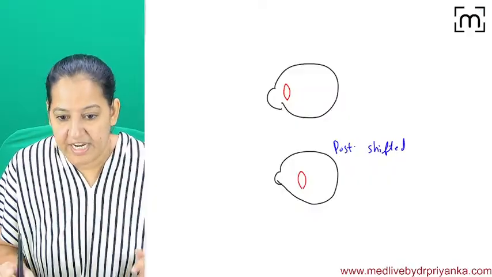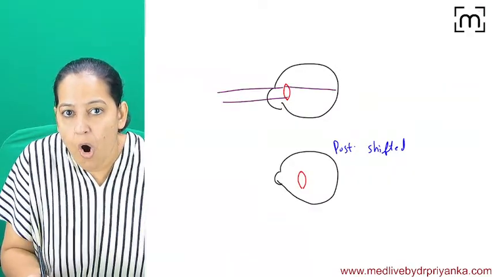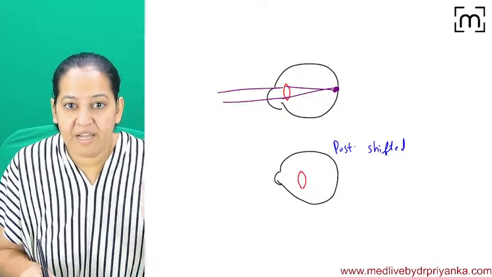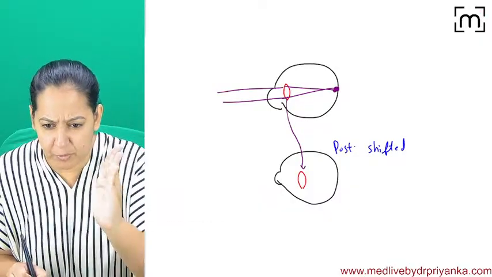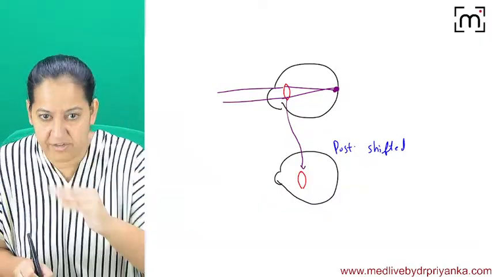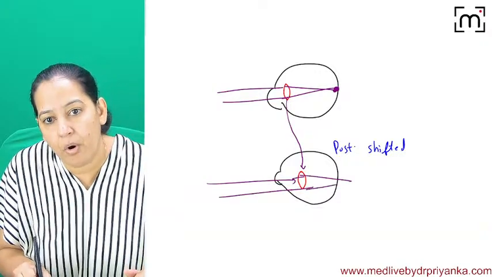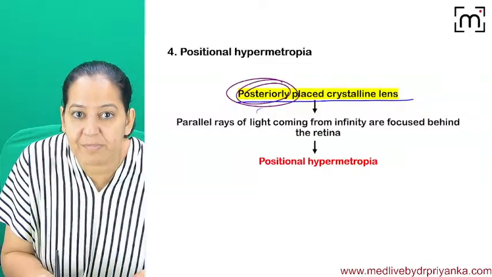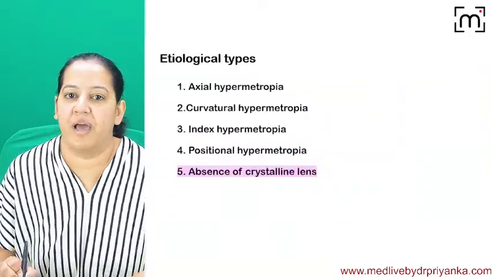If the lens is here and parallel rays are coming, they will focus on the retina, normally. But if the lens, instead of being here, is shifted a little bit posteriorly, you can appreciate the arrow, a little bit. So here if parallel rays are coming, they will focus beyond the retina. So this is positional hypermetropia, because of posterior displacement of the lens. Here the image is again behind the retina.